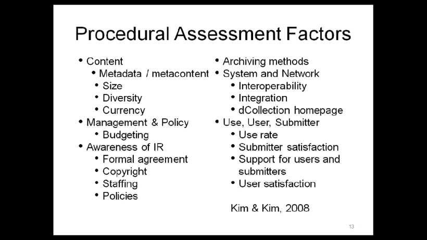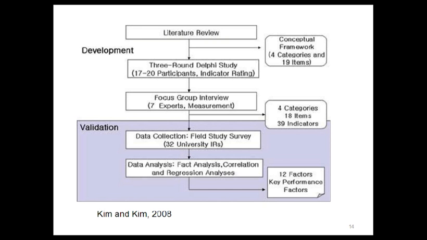So, they're looking at content, management and policy, IR awareness, archiving methods, system and network, use, user, and submitter. And if we look at what they did with that particular series of inputs, we get to their method, in which they diagram for us how they went about determining what some of these important factors were. So if we can just shift ahead to the next slide. I'm just going to talk briefly about their approach. I'm not a highly statistical person, so I can't go in depth into some of their exact findings, but I think what they've done here is present us with a really interesting model that might help us conceptualize whether we should replicate this experiment and see what we see in North America.